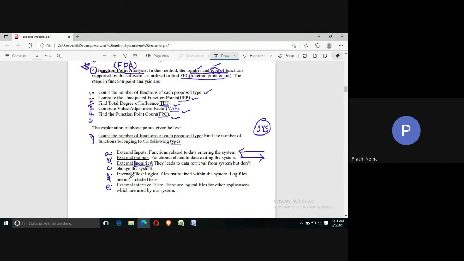Then internal files are all the files which are maintained within the system. All the logical files which are maintained within the system are categorized as internal files, but these files do not contain the log.